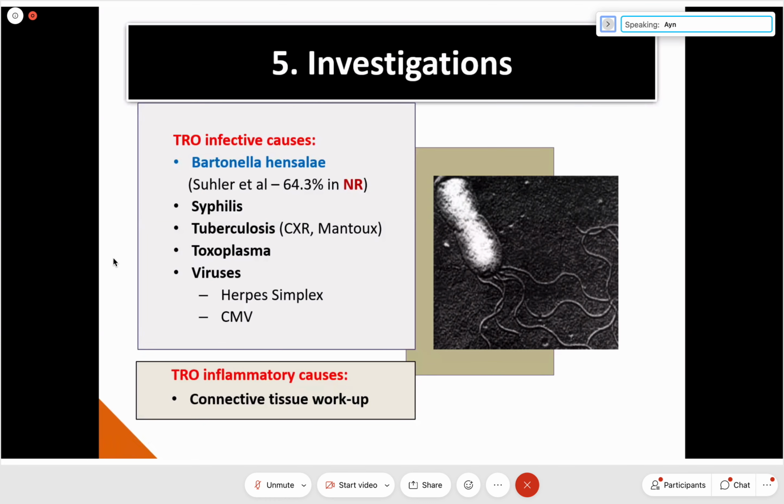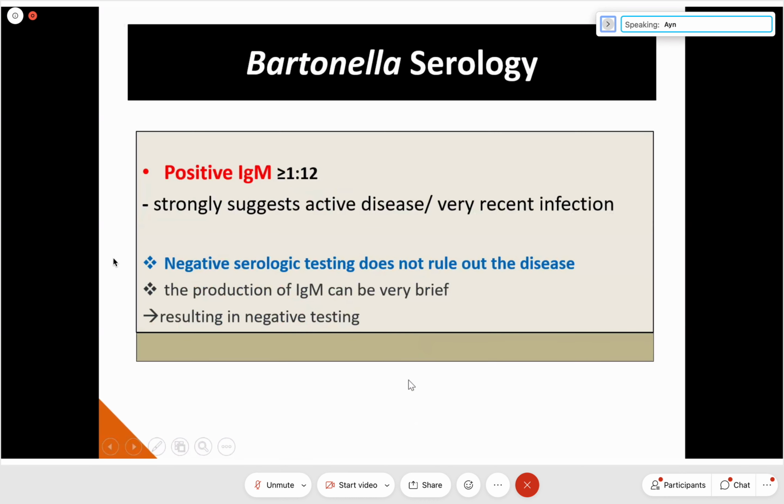So we go to investigations for optic neuritis. As I mentioned earlier, it is mainly caused by infective or inflammatory causes. Basically, most of the time it is caused by Bartonella henselae, so you can send investigations for Bartonella. Other than that, according to the history and your suspicion, you can send investigations accordingly. Similarly for inflammatory causes, you can send a connective tissue workup based on your suspicion.